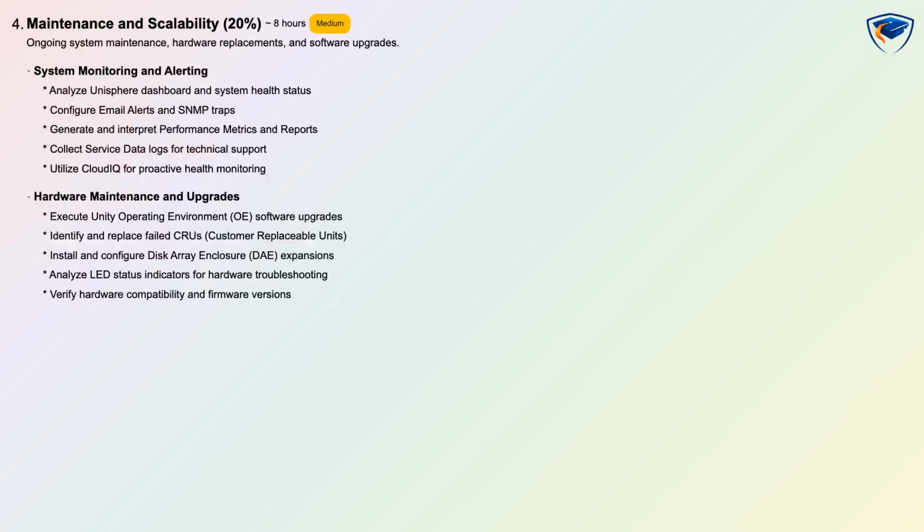Hardware topics include executing Unity OE software upgrades, identifying and replacing failed customer replaceable units, installing and configuring disk array enclosure expansions, reading LED indicators for troubleshooting, and verifying hardware compatibility and firmware versions.